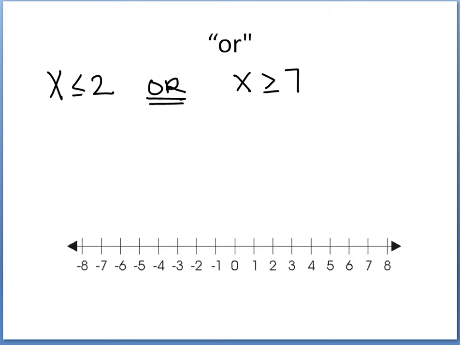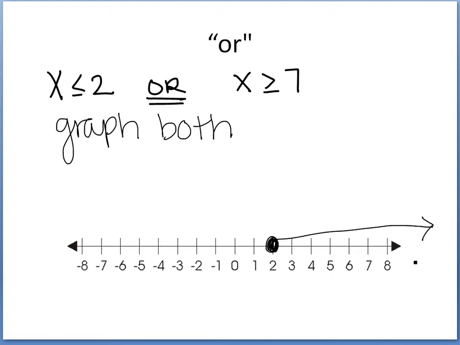Okay, now let's do an or. So this one says x is less than or equal to 2, or x is greater than or equal to 7. So we're going to graph both of these, and let's see what we get. X is greater than or equal to 2, so I'm going to put a solid dot at 2, and greater than is this way. Oh, sorry, I did that wrong, didn't I? X is less than or equal to 2. I was reading it wrong. X is less than or equal to 2 is this way. Then I need x is greater than or equal to 7. Solid dot at 7. And greater than 7 is this way.